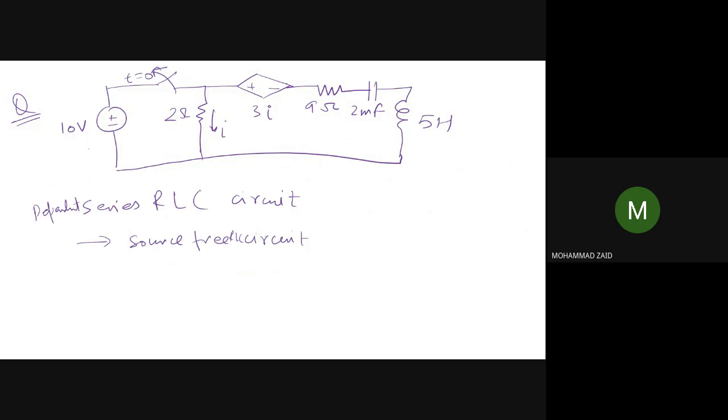So the challenge here is to determine R equivalent or R Thevenin. Rest of the steps will remain the same. So I have already told you, you have to draw a circuit for t greater than 0. Assume a test voltage source or current source.